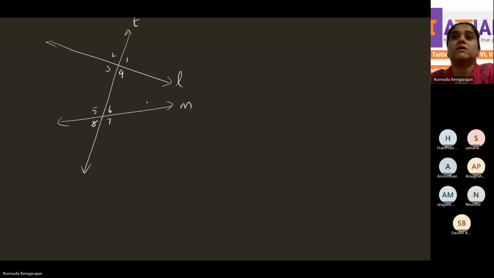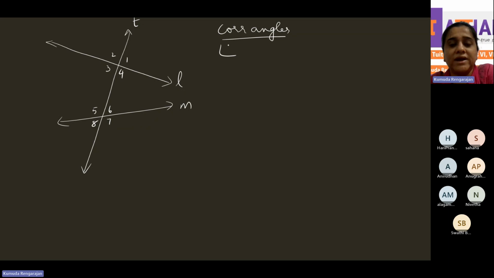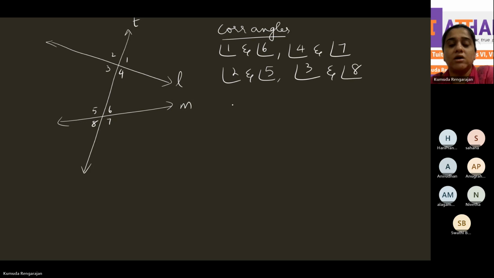All right. So tell me the pairs of corresponding angles. Angle 1 and angle 6. Then angle 4 and angle 7. Angle 2 and angle 5. Angle 3 and angle 8. Very good. Now alternate interior angles.